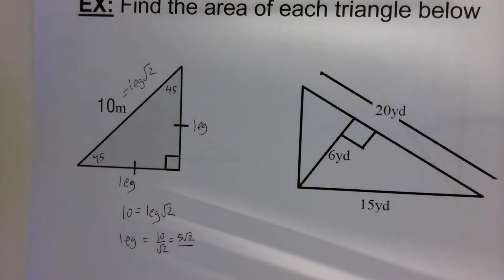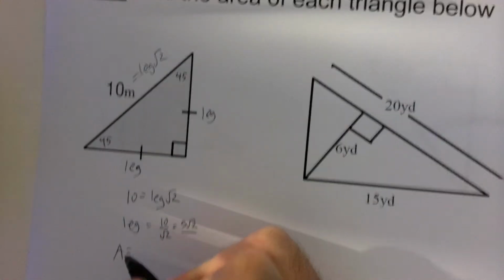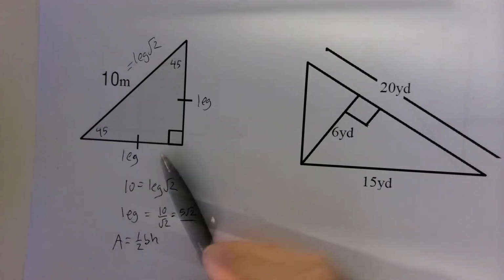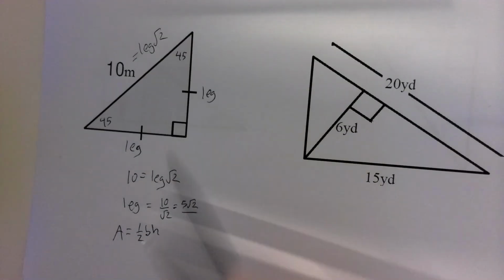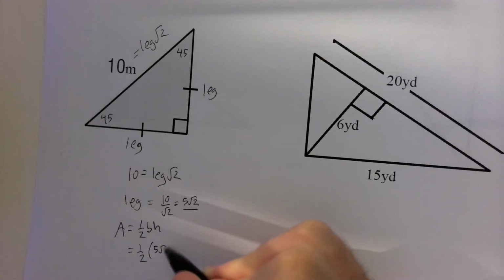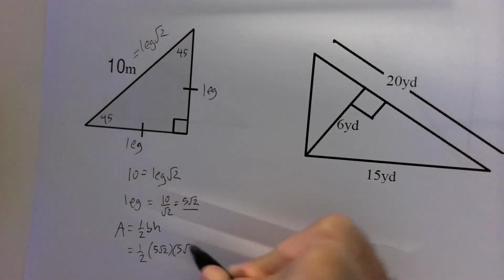Okay, so you might think, awesome, I found the leg, I'm done. We didn't answer the question that they asked us, which is find the area. So our formula is area equals 1/2 base times height. Well, the base and the height in this case are the same, so we'll just go ahead and plug in 1/2 5 square root 2 times itself.